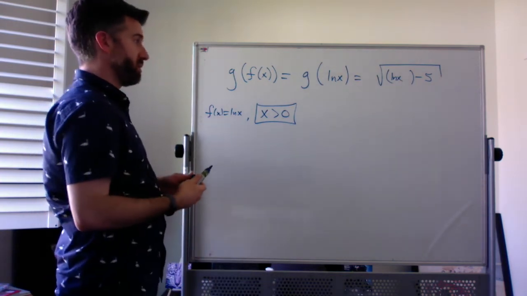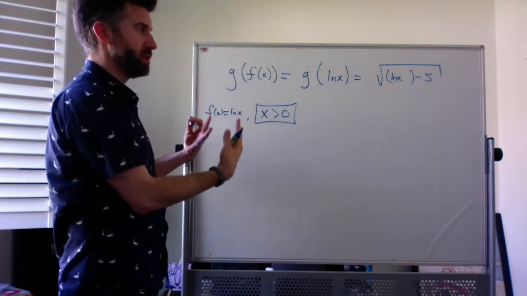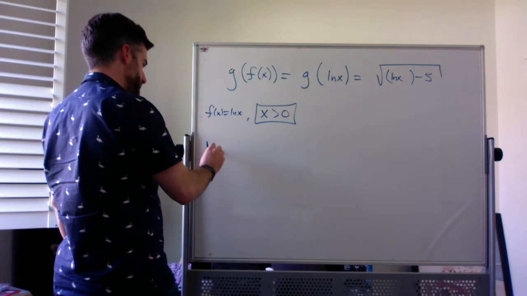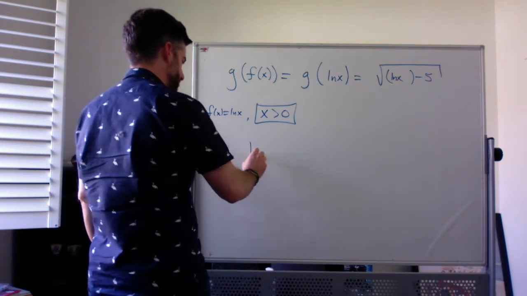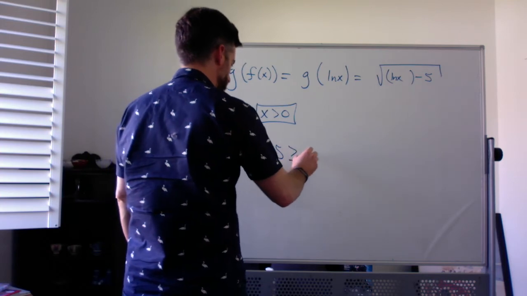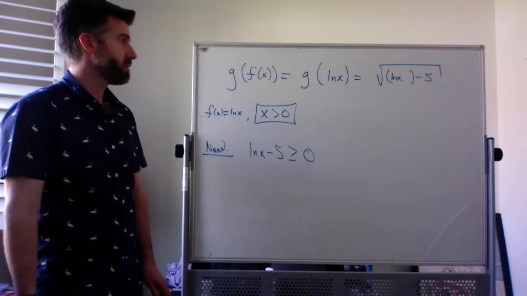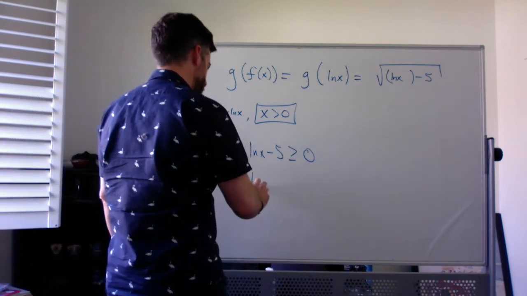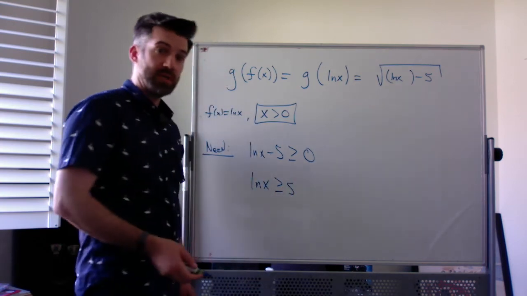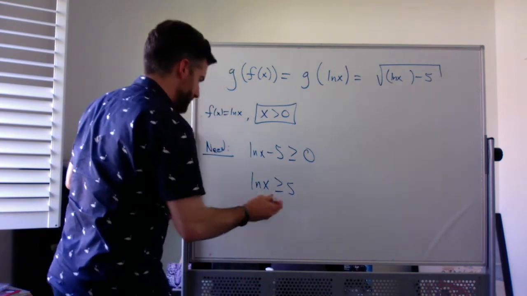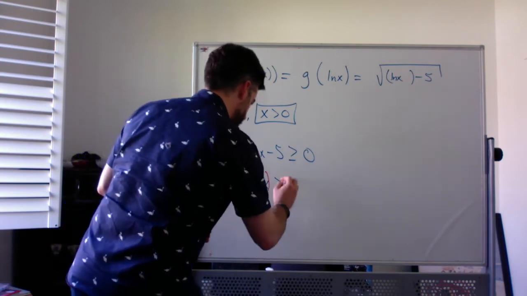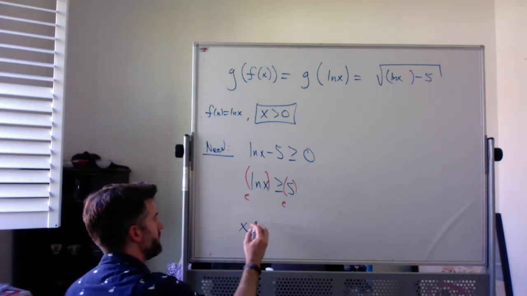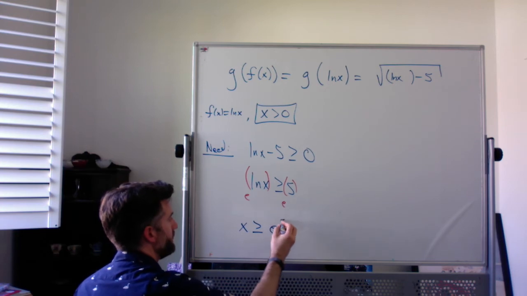But then we also have to observe the domain of the whole composition of functions. So we know that for the square root of the natural log of x minus 5, we need the natural log of x minus 5 to be greater than or equal to 0. I'm going to solve this by bringing the 5 over to this side, and then exponentiating both sides: e to the this, e to the that. So what we really got here is that e to the natural log of x, which is x, is greater than or equal to e to the 5th.